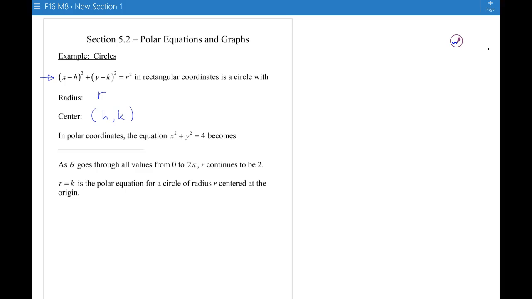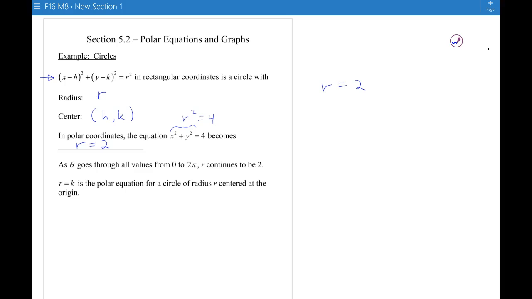So in polar coordinates, if you think about it, x squared plus y squared is r squared equals 4, and r is always positive, so it's r equals 2. So what a simple equation. That's the equation of a circle in polar coordinates because it's nicer to express in polar than it is in rectangular. It's much more complicated. So as theta goes through all values from 0 to 2 pi, r continues to be 2. So again, because the equation looks like r equals 2 and you don't see theta, that means theta goes through all its possible values.